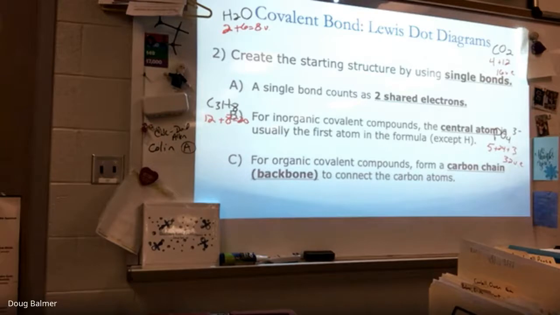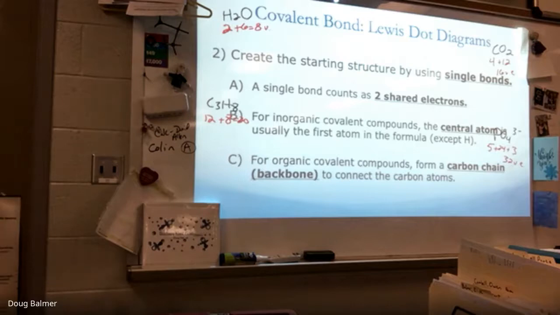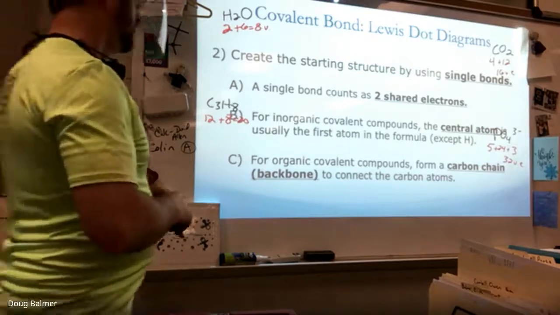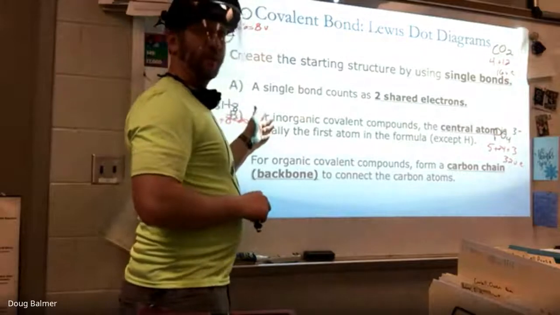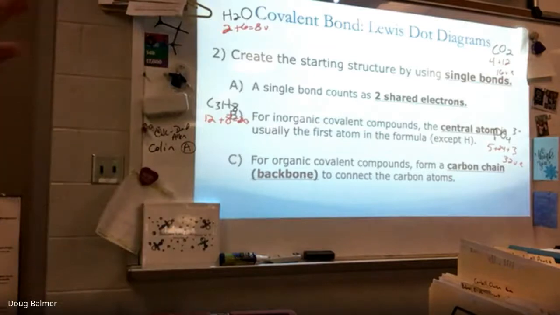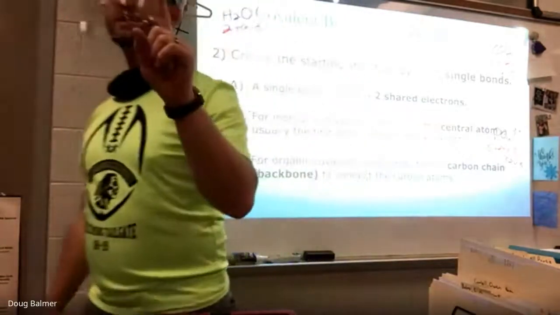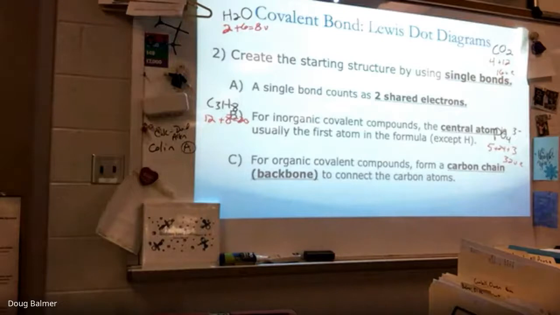A single bond counts as how many electrons? 2. So every time you draw a line, that counts as 2 dots. Usually, if it's not a carbon compound, the central atom will be the first atom. So whatever the first atom is in the formula will usually be in the center of your molecule. If not, I'll probably give you some extra feedback on that. But H can't ever be at the center of your molecule. H can only form 1 bond, so you can't put H in the middle and connect everything else to it. So usually the first atom is the central atom.